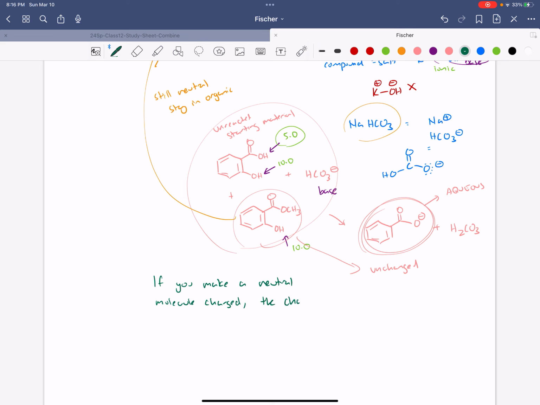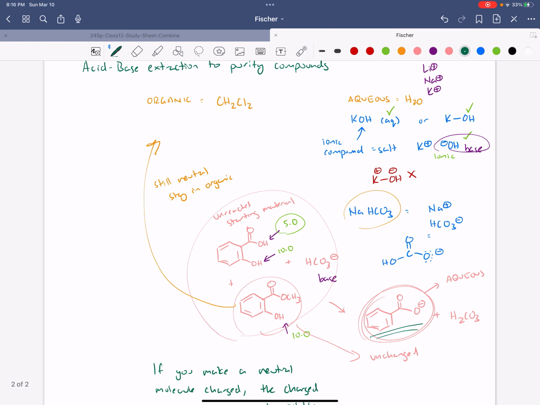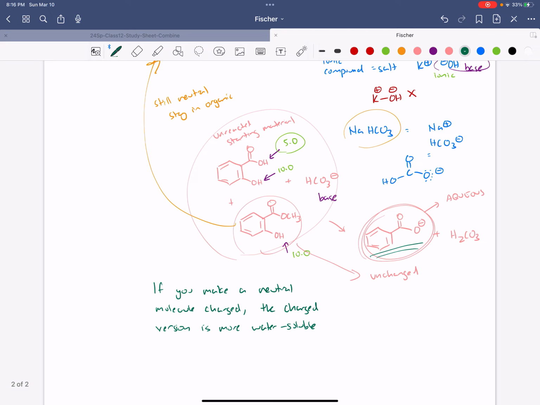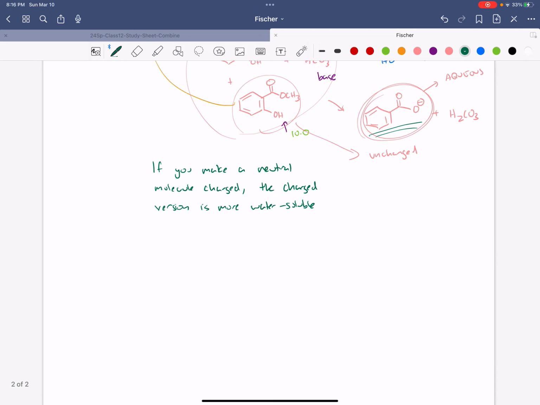The charged version, like this one right here, is more water soluble. Okay. The last thing I want to say, this is a little bit extra, but I want you to take notes on this as well.